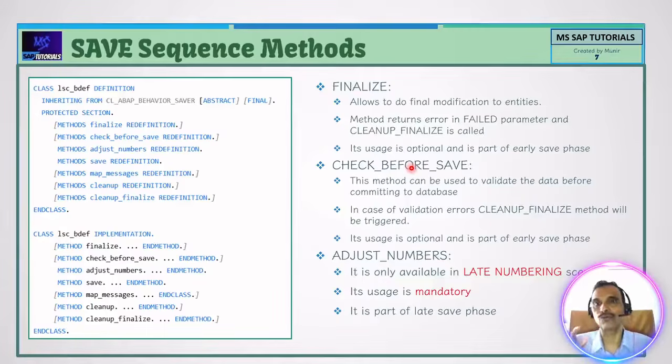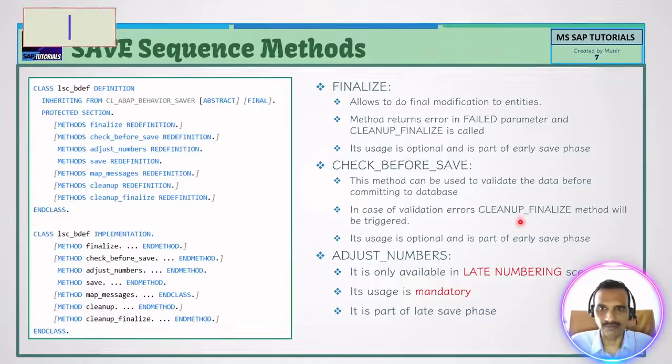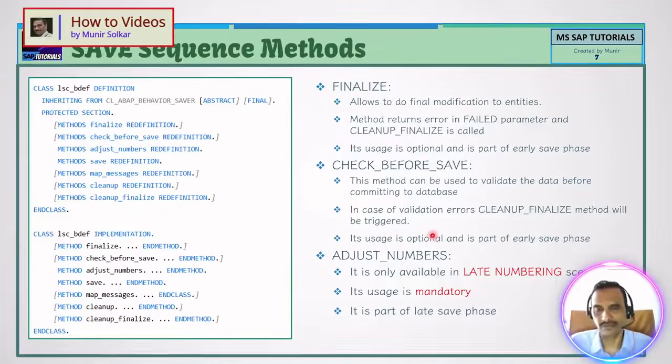In that case, if you want to make some changes to your buffer table, say for example the name contains an at-the-rate symbol or some other symbol, which is not the correct way of giving the name, you can clear only that field, and that can be done using the cleanup finalize method. Finalize will allow us to do the final modification. Check before save will allow us to validate our data. If there is any error, cleanup finalize will be called. Again, this is an optional part, that's fine.